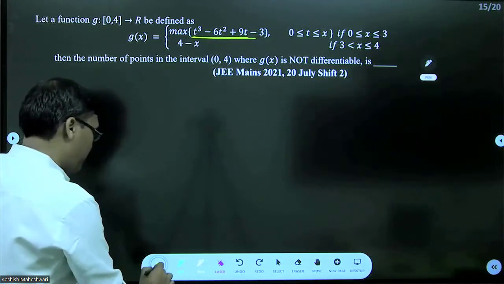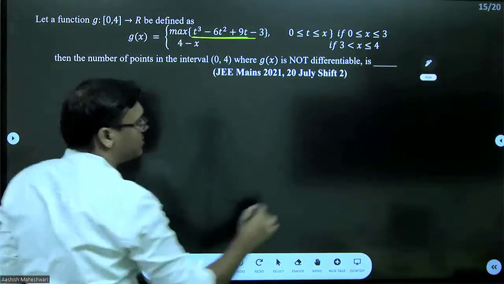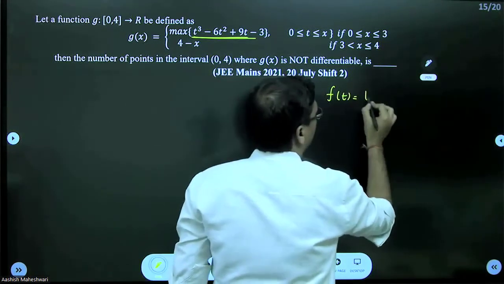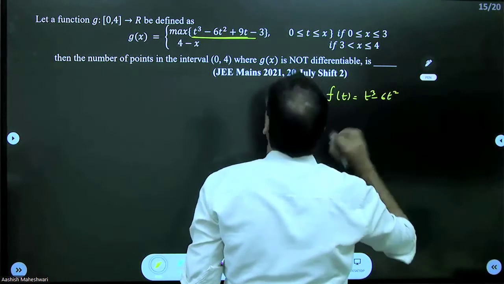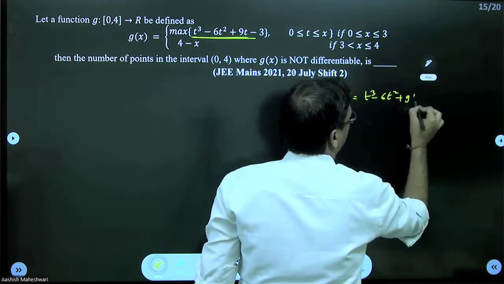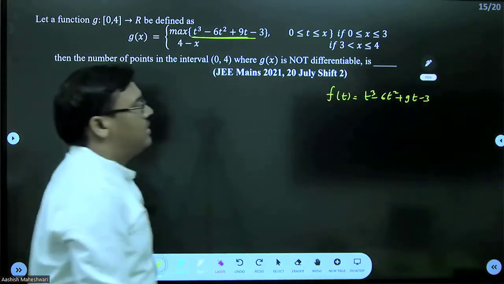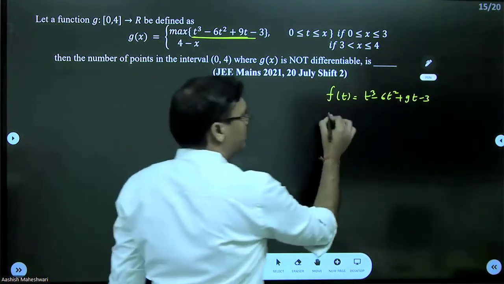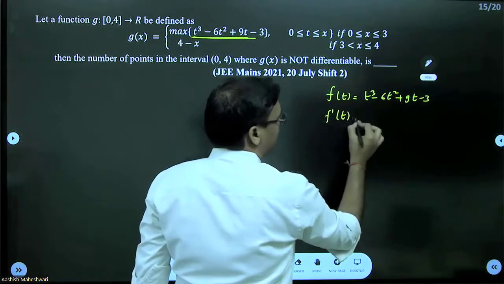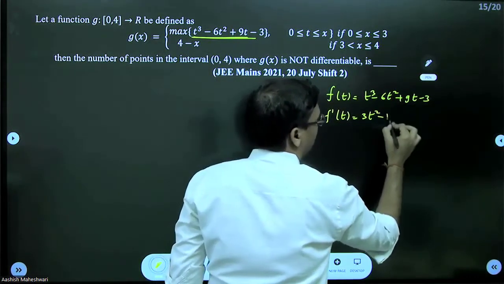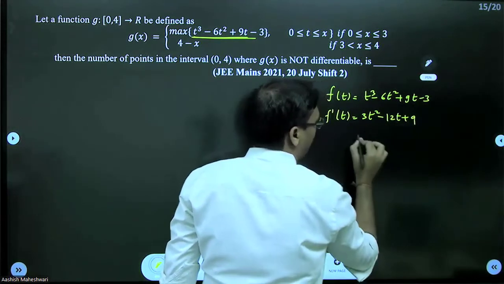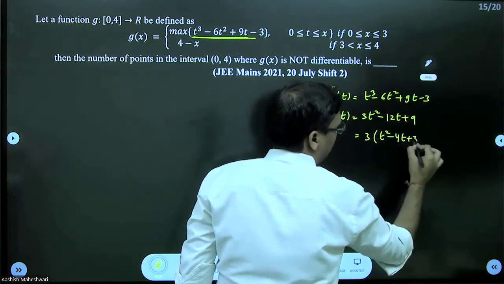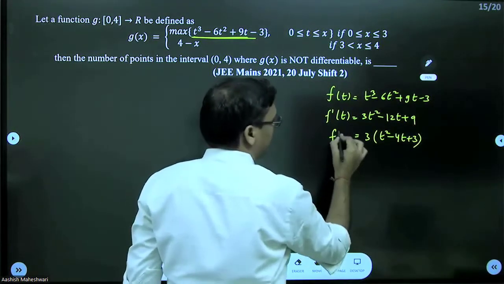Now, let's first talk about this. Let's say you have a function f(t) equal to t cube minus 6t square plus 9t minus 3. First, let's analyze this function. How will you analyze a cubic equation? You can find the derivative. What is f'(t)? This is 3t square minus 12t plus 9, or 3 times t square minus 4t plus 3. This is f'(t).